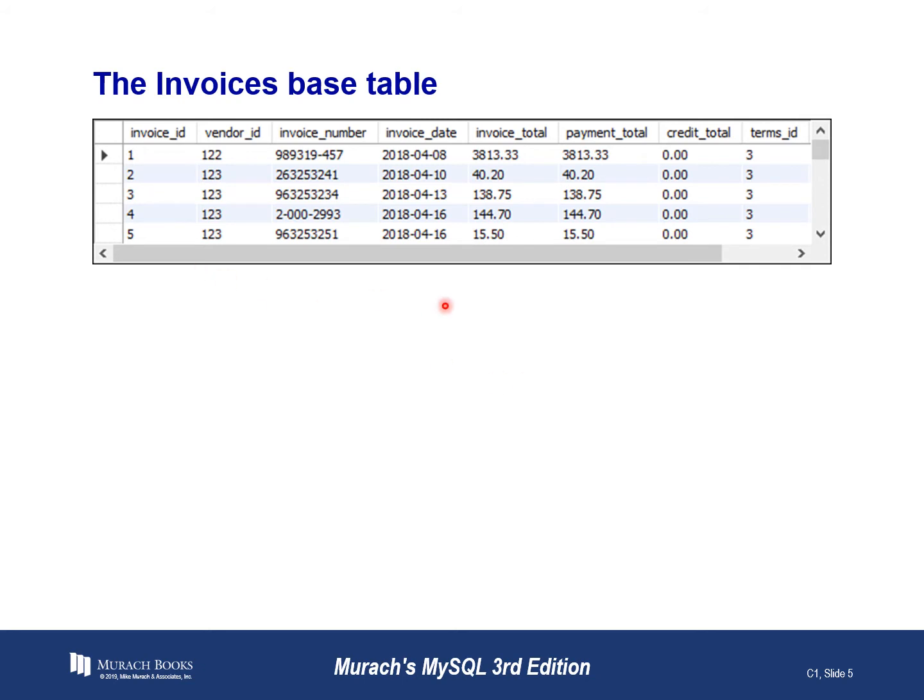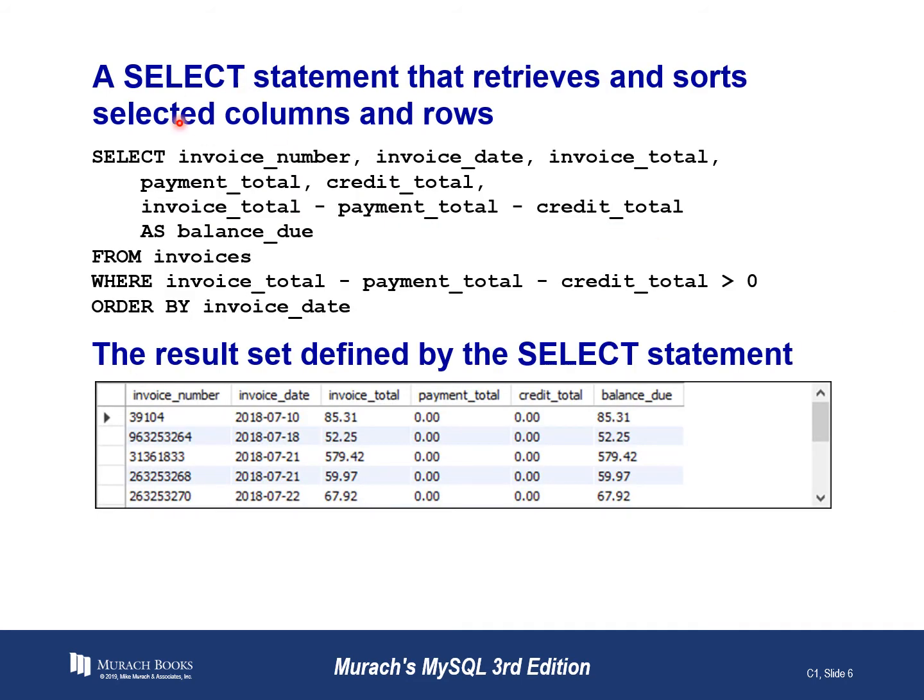So this is the invoices base table. You can see that there are a bunch of columns: invoice ID, vendor ID, invoice number, all that stuff. A SELECT statement that retrieves and sorts selected columns and rows would look something like this. There's a few things going on here.